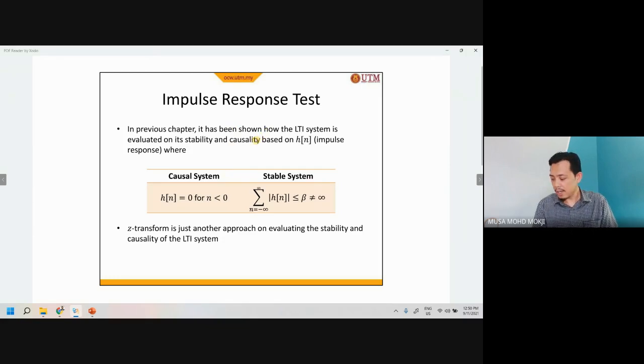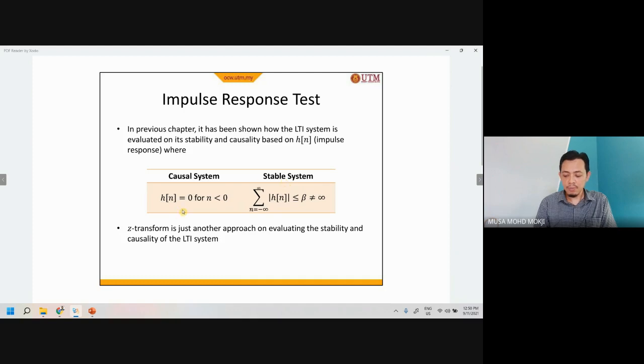So okay, next we have another 10 minutes. This is an impulse response test from last time. In the previous chapter, it has been shown how the LTI system is evaluated on its stability and causality based on impulse response. So this is what we have seen in our first session today. Causality: h[n] equals 0 for n less than 0. Stability: the summation of |h[n]| is less than infinity. That one is to check the stability of that system.